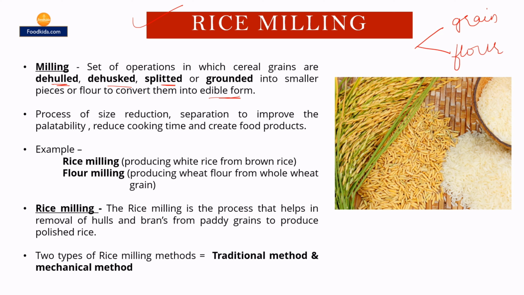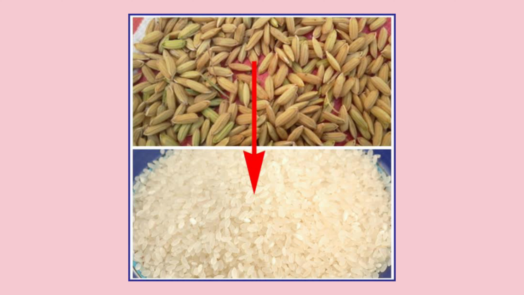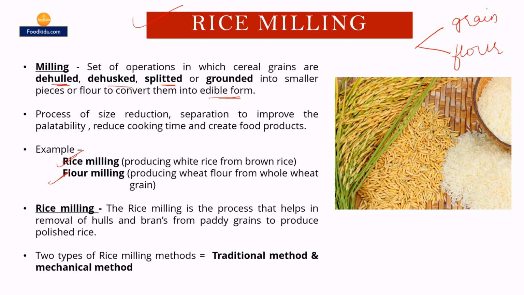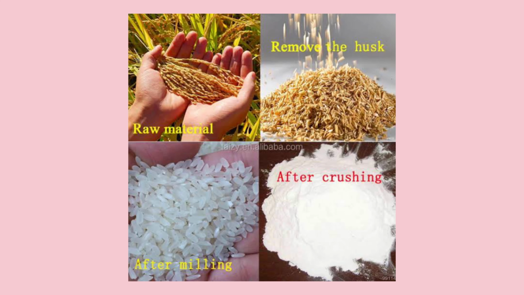In grain milling, the final product is the grain itself. At the end, we receive grain. For example, in rice milling, white rice is produced from brown rice. So what we receive at the end is the grain itself, that is white rice. And in flour milling, the final product is flour. Here the grain undergoes a set of milling operations and at the end flour is obtained, for example the production of wheat flour from whole wheat.